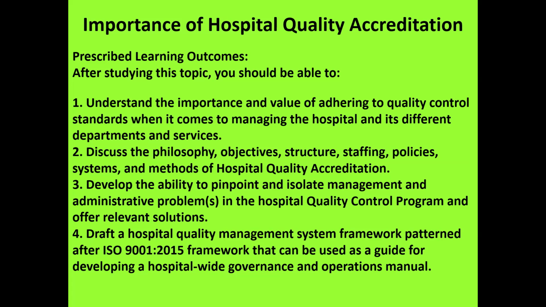Number two, I have discussed the philosophy, objectives, structure, staffing, policies, systems, and methods of hospital quality accreditation. Number three, ability to pinpoint and isolate management and administrative problems. Then number four, recommendations on drafting a hospital quality management system framework patterned after ISO 9001:2015 that can be used as a guide for developing the hospital-wide governance and operations manual.